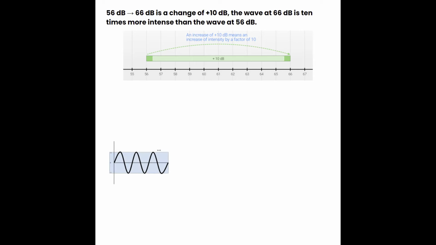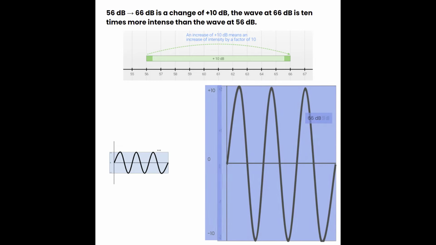So again, we start with our 56 decibel wave. We've added 10 decibels to describe the change. And by adding those 10 decibels, what we've actually done is increase the intensity by 10 times.